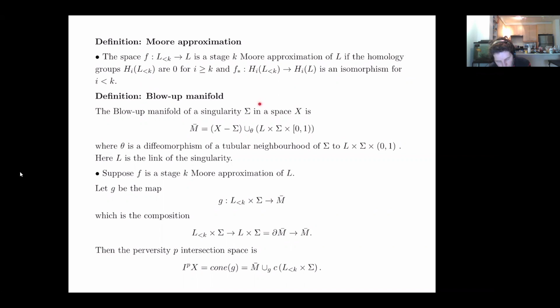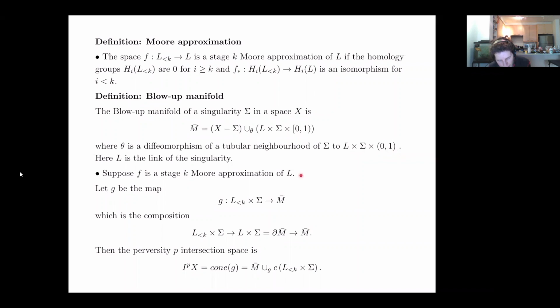A blow-up manifold of a singularity in a space X is defined as follows: you remove the singularity and then take the union with the link of the singularity crossed with sigma crossed with an open interval, gluing together by a diffeomorphism of the tubular neighborhood of the singularity to the link crossed with the singularity crossed with an open interval.